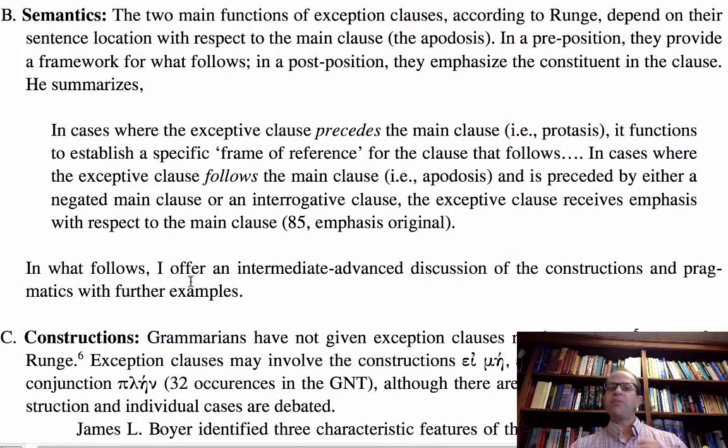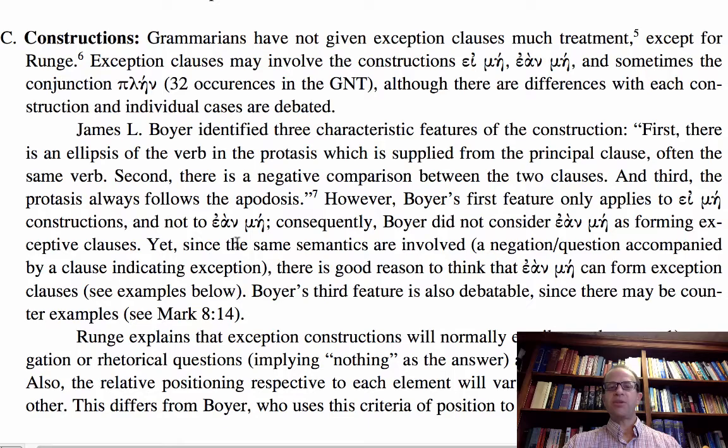So typically these exception clauses will come at the end. They'll come after the main clause. And remember that that's a more marked position for conditions. Conditions normally will begin with a supposition first, the if part, then the then. And these exception clauses actually show a more marked positioning. So here are some of the constructions.